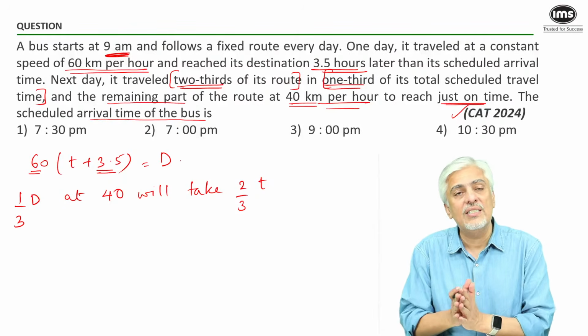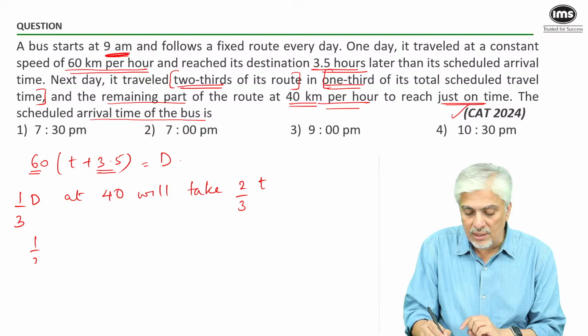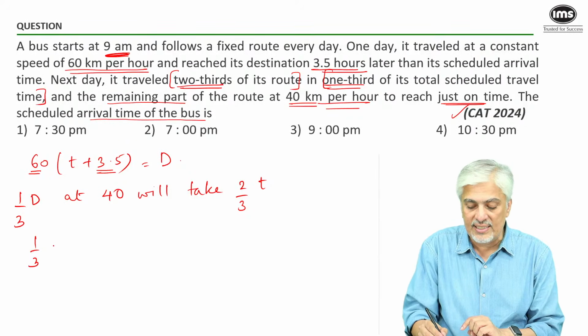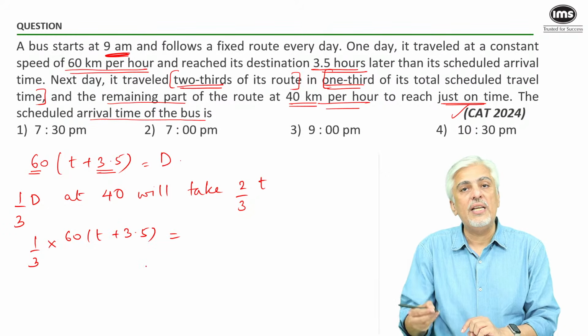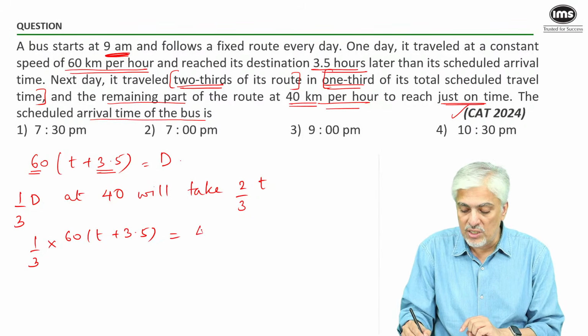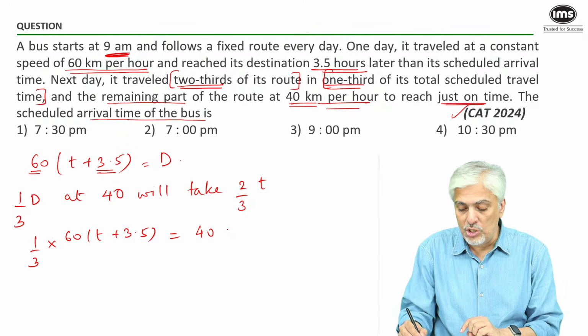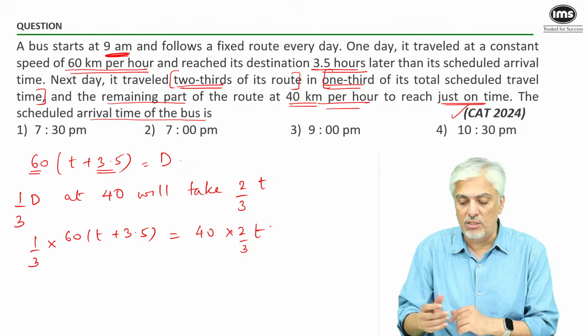Now we know distance is speed into time, so 1/3 of the distance is this 60 into t plus 3.5 will be equal to speed into time. Speed is 40 and time is 2/3 of t. The actual time was t, right? So the time over here will be 2/3 of t.